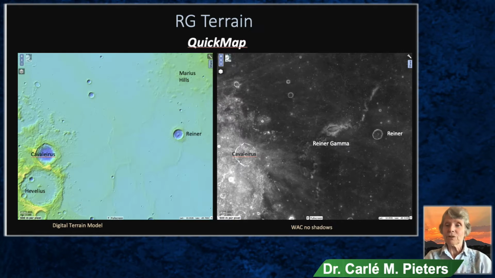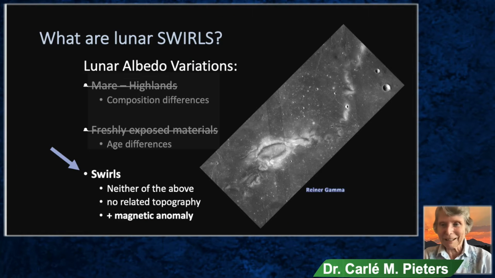Let's go to the next slide and we can step back and look at this area in broader context. Over on the left is highland terrain, up to the north is Marius Hills, or the crater Reiner, and Rhino Gamma is right in the middle of this vast volcanic plain with nothing else there. Thank you. Next slide, please.